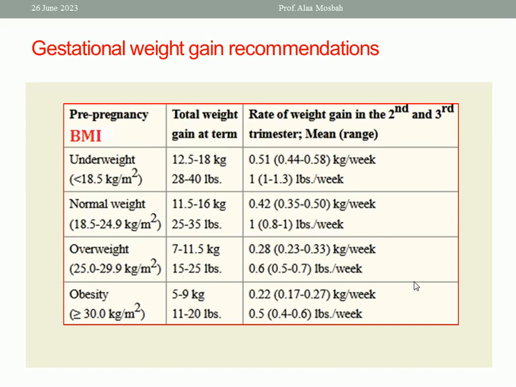As regards an obese patient, with a body mass index equal to or more than 30 kilogram per square meter, the rate of weight gain in the second and third trimester is about 0.22 kilogram per week. So there is a difference between women according to body mass index as regards the rate of weight gain in the second and third trimester.